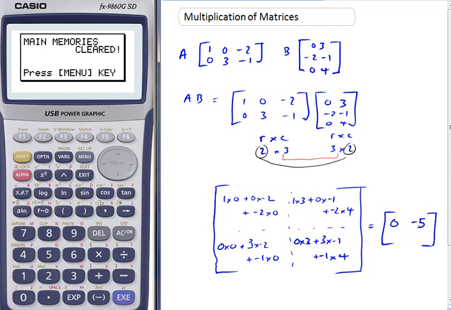Next position, 0 times 0, easy, minus 6, and another 0. And the last position, another 0, negative 3, and negative 4, negative 7. Okay, there's our answer, we think.